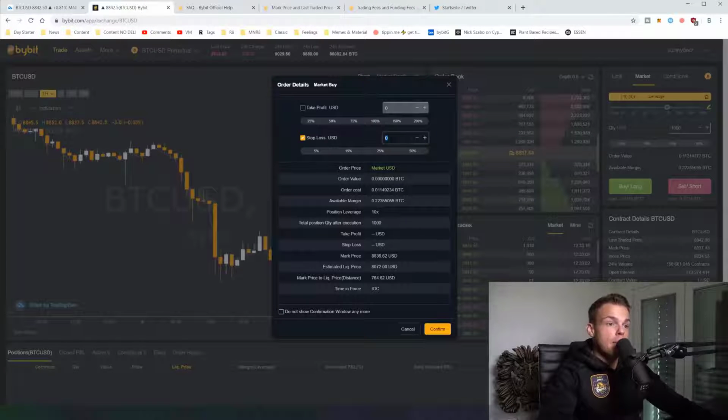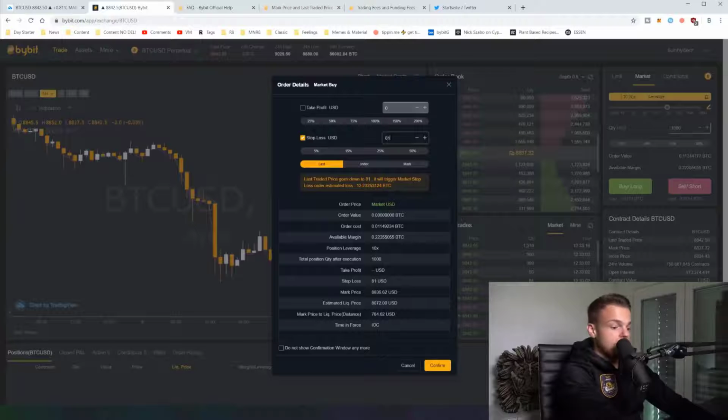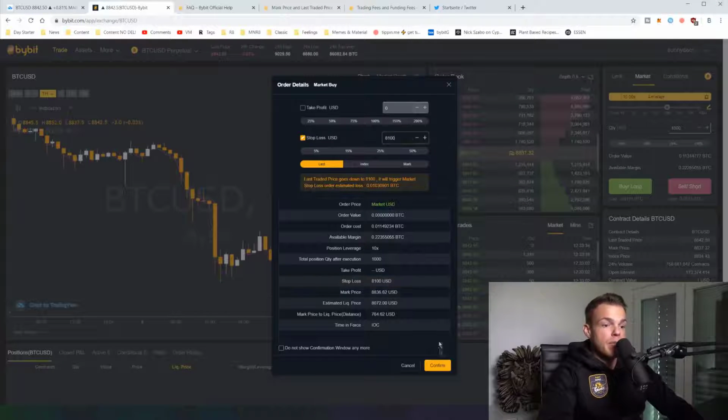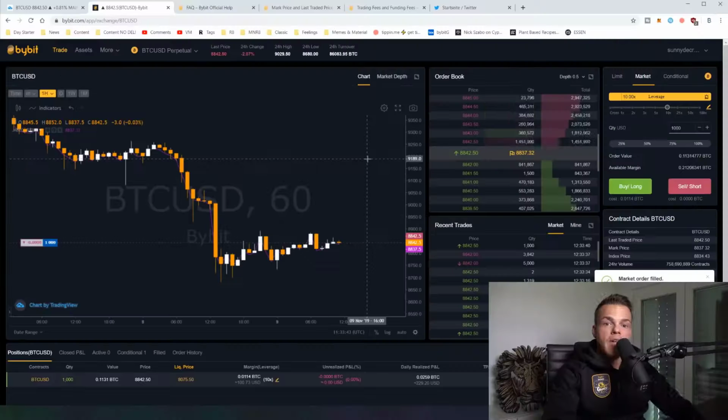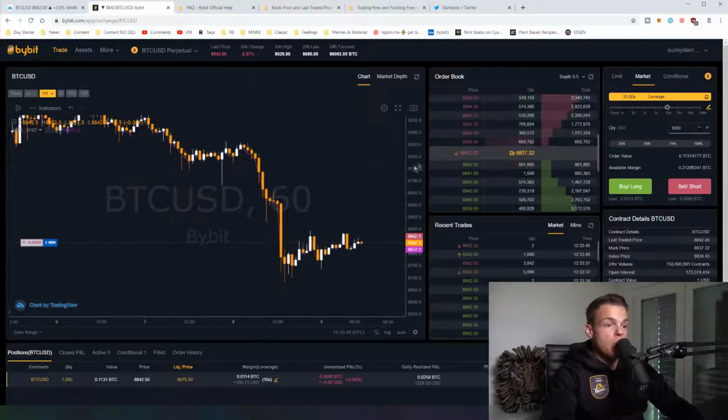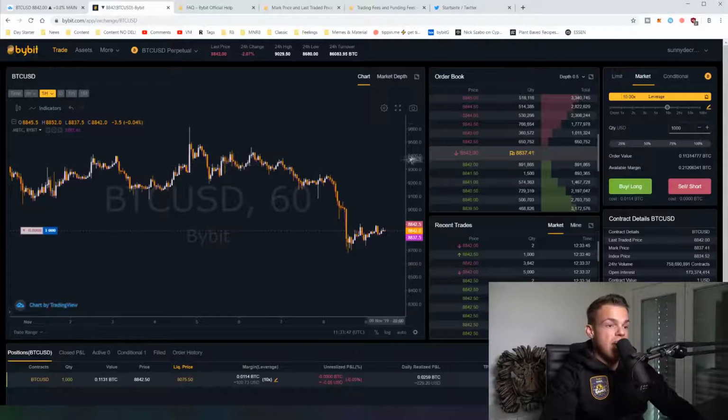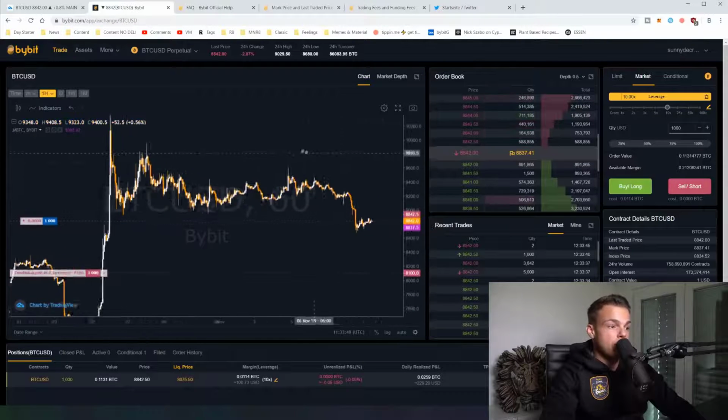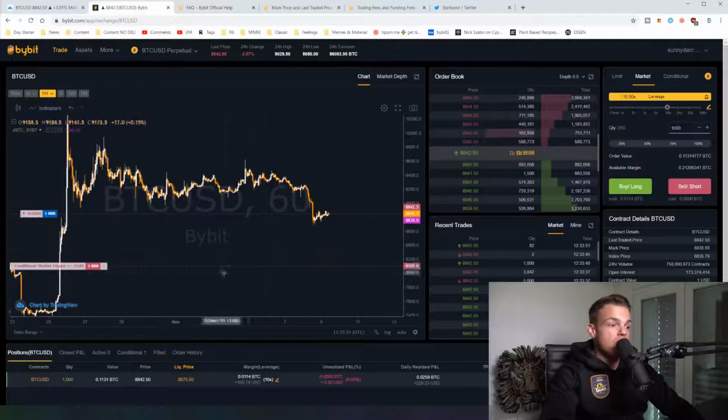So let's say, for example, the stop loss in here is at $8,100. That is when we want to get stopped out, a little bit before the liquidation price. Confirm. And now we have our position open. We can see our entry price, we can see our gains, and what we also can see immediately here is our stop price at the level of 8,100 US dollars.